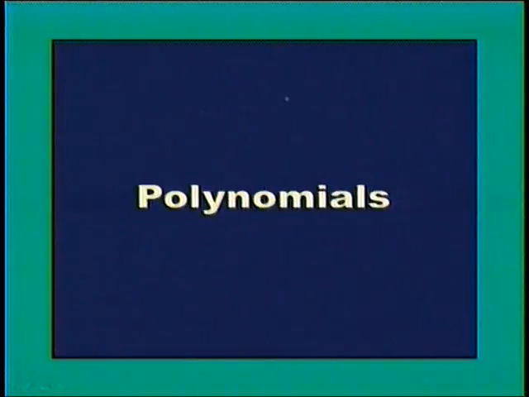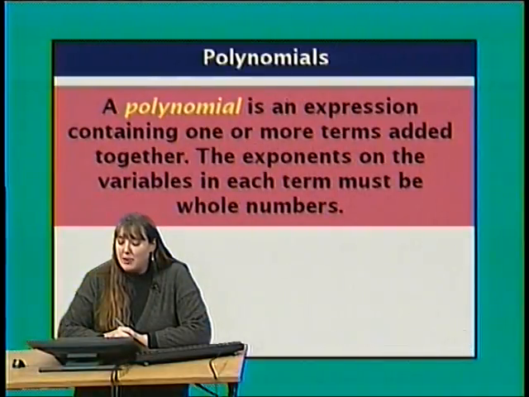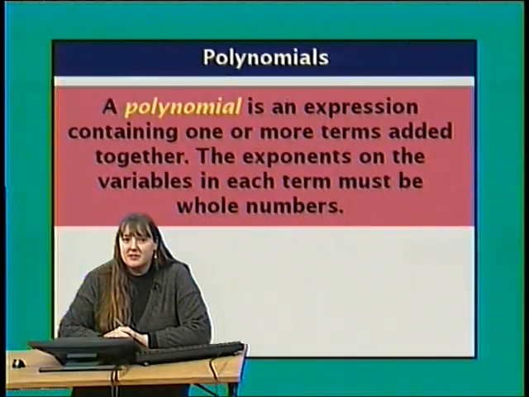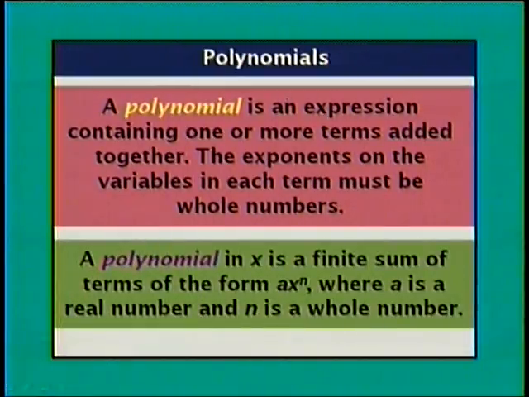Now let's review polynomials. Let's start with a definition of polynomials. A polynomial is an expression containing one or more terms added together. The exponents on the variables in each term must be whole numbers: 0, 1, 2, 3, and so on. We had a second definition of a polynomial. We also said that a polynomial in x is a finite sum of terms of the form ax to the n, where a is a real number and n is a whole number. So we have some real number a times some whole number power of x.